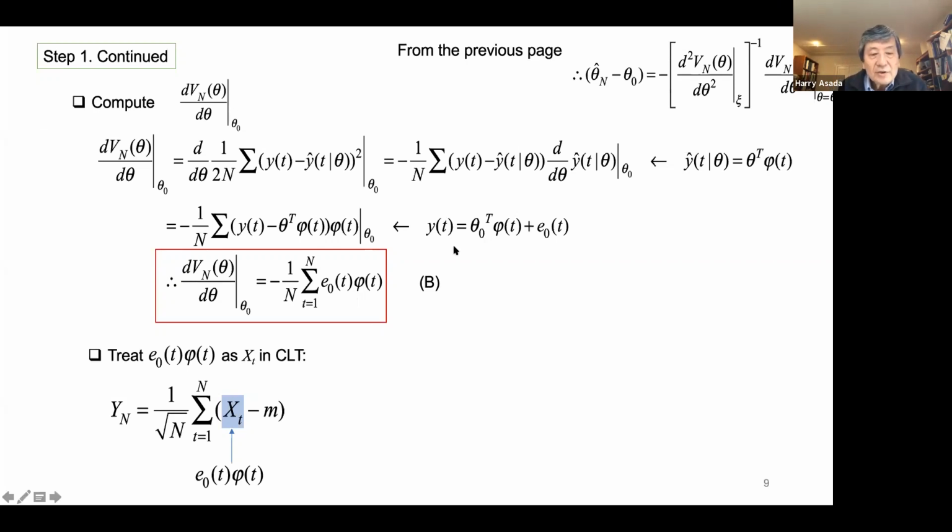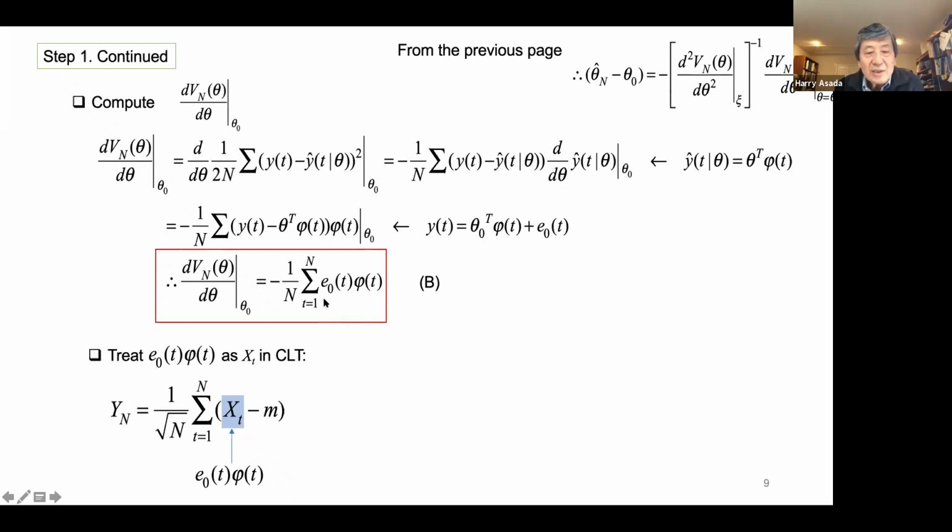This particular expression we call B. It is to be used for applying the central limit theorem. Remember the central limit theorem? We consider this y_n, which is the sum over samples t equals 1 to n of the deviation from the mean value of the original distribution. I said something inappropriate. I said that m is not known, and that's not true. Whatever the arbitrary distribution, we should be able to compute the mean value. So m is known.